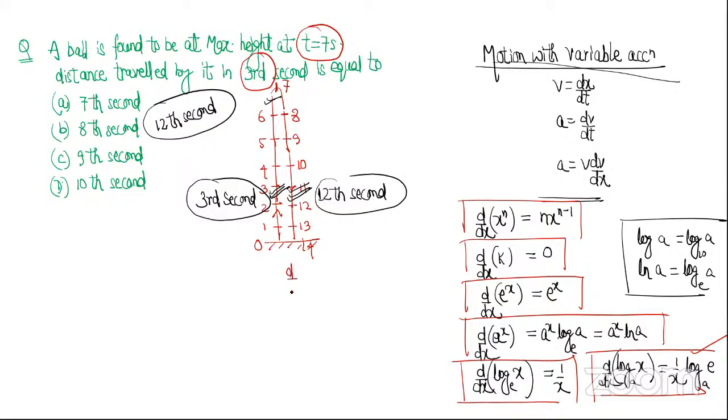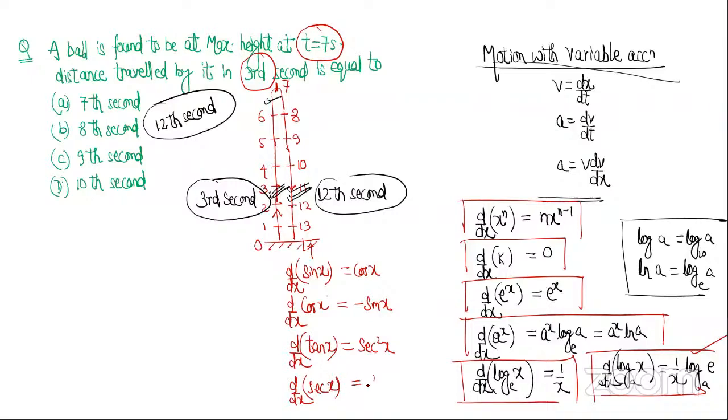अच्छा, चलो चलो चलो. d by dx of sin x, cos x. d by dx of cos x, minus sin x. अच्छा, d by dx of tan x, sec square x. अच्छा, d by dx of sec x, sec x into tan x. This is your revision class, है ना, of integration and differentiation. अच्छा, d by dx of cot x, minus cosec square x. अच्छा, d by dx of cosec x, minus cosec x into cot x.